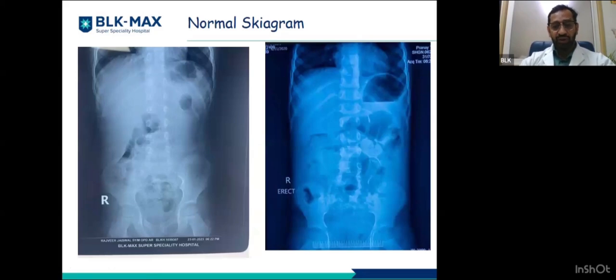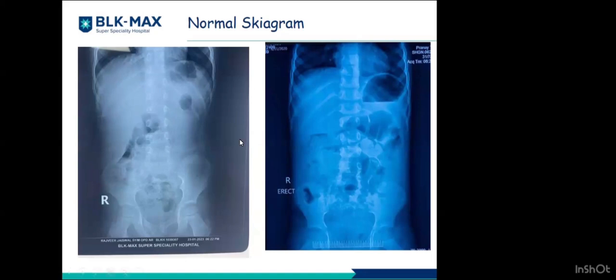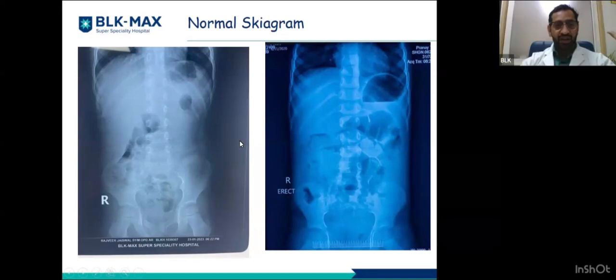Now, it is very important to have a clear visualization of what a normal skiagram abdomen looks like. So when I see this normal skiagram, you can see here on the right side, there's a liver shadow, there is a splenic shadow on the left side, there will be a gastric bubble in the left upper abdomen below the diaphragm. Then there will be a uniform gas pattern.